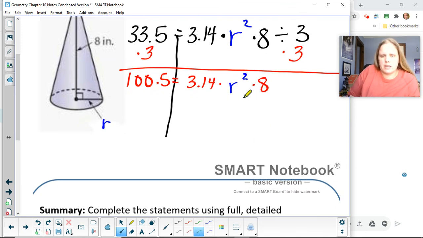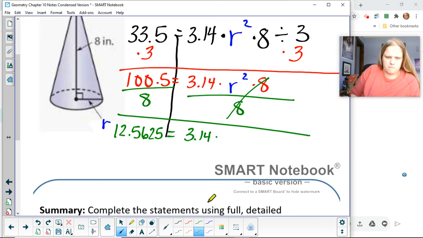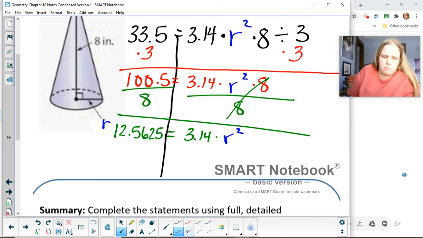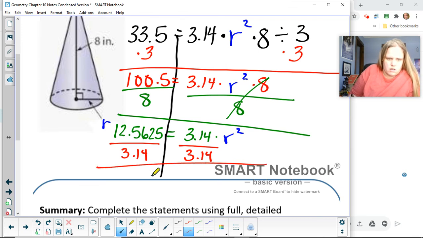Now I'm going to get rid of this times 8. I'm going to divide both sides by 8. Not a very pleasant number, but I'll write down all the digits that I have. Okay, now I got to get rid of the pi first. So this 3.14 is being multiplied. So the opposite of multiply would be to divide by 3.14. And it comes out to almost exactly 4.